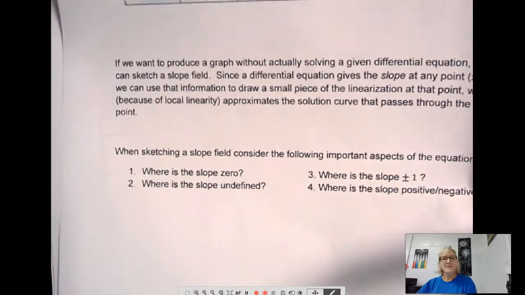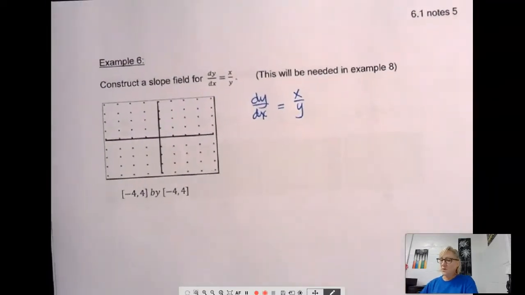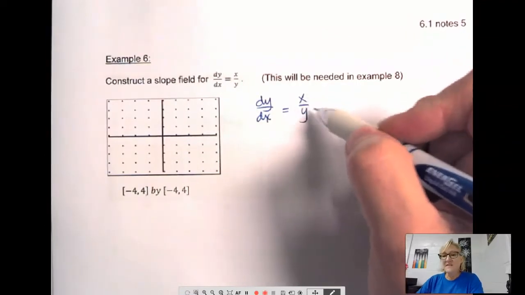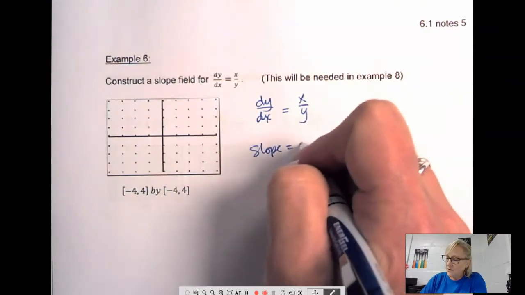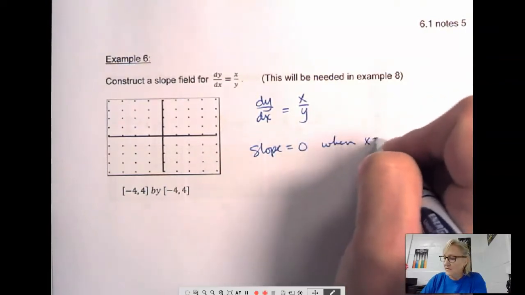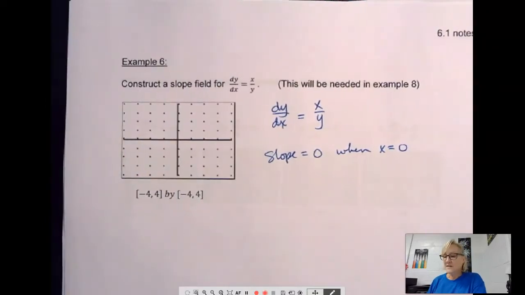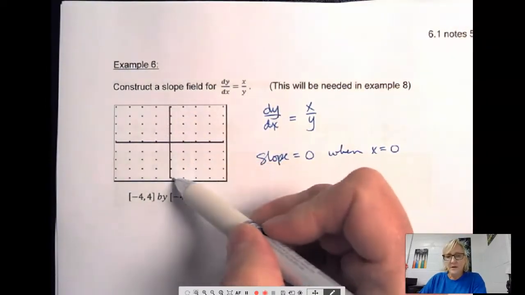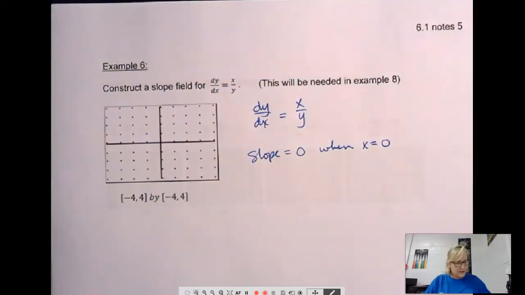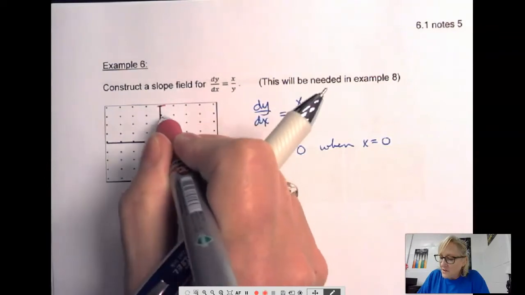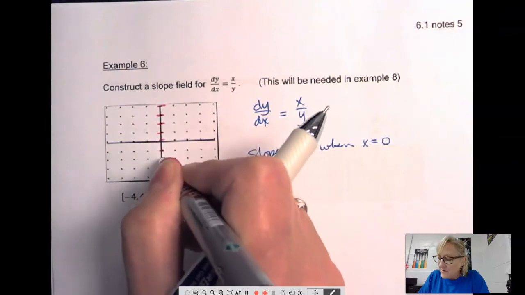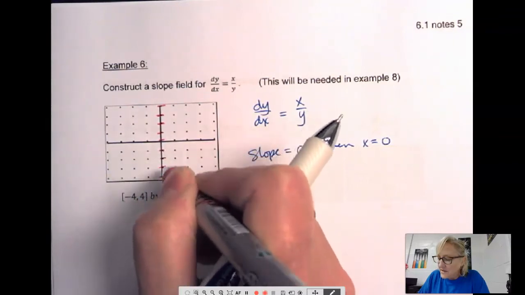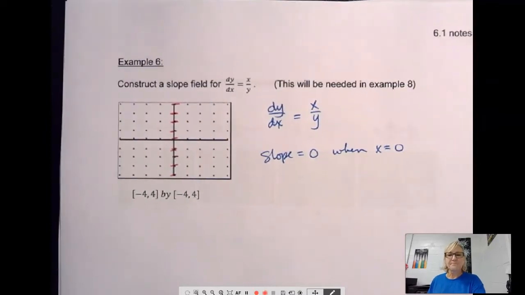Okay, so where is the slope 0? All right, so where would this slope be 0? It would be 0 anywhere that x was 0. So slope equals 0 when x is 0. All right, well, where is x 0? All along here. I'm going to make, I think this pink shows up a little bit better, little horizontal segments representing a slope of 0 every place that x is 0.